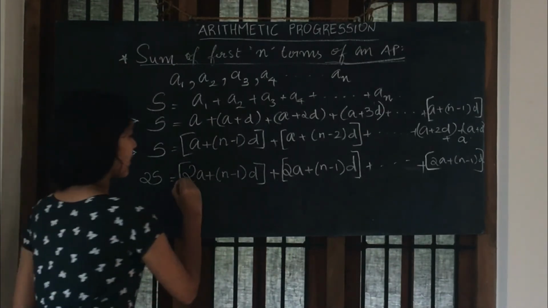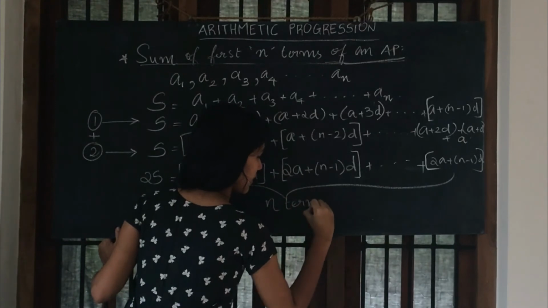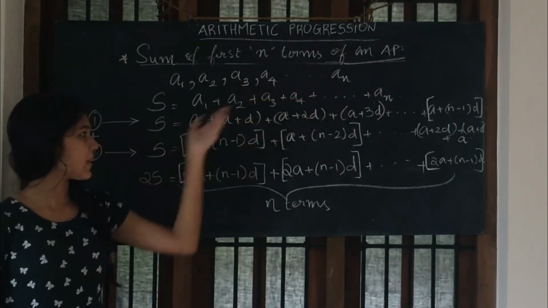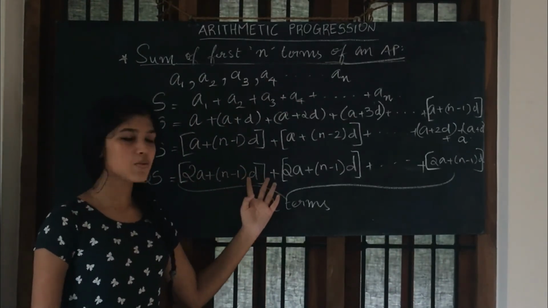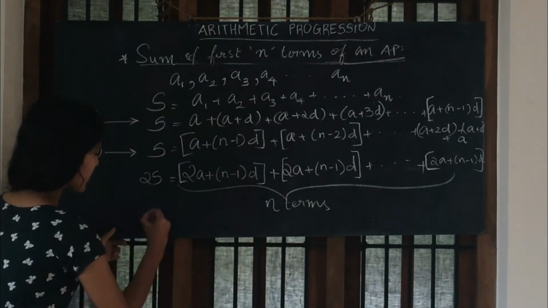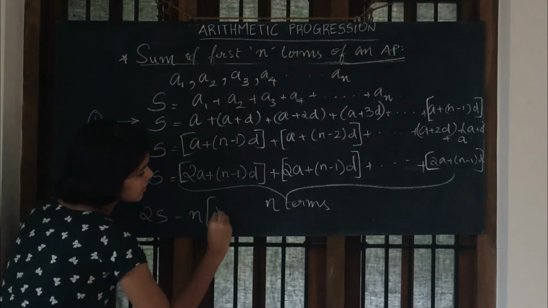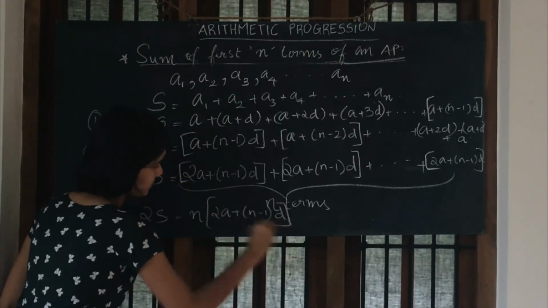Obviously there will be n terms, because from the first itself we have n terms in the AP, and so 2a plus (n minus 1) into d would also be repeated n times. So we have 2s is equal to n times (2a plus (n minus 1) into d).